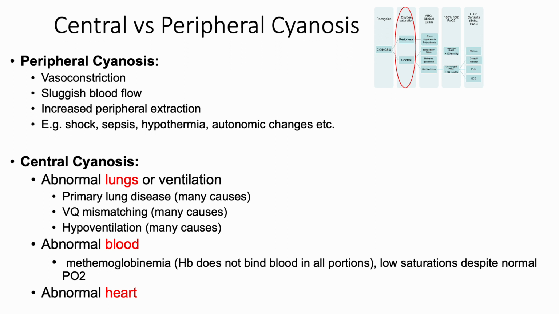When you have abnormal lungs, you could have primary lung disease, VQ mismatch, hypoventilation, and there are many reasons for each of those things as you can think about. Abnormal blood, think about methemoglobinemia, where the hemoglobin does not bind oxygen in all proportions, and so you have a low saturation despite a normal PO2. And then finally, you could have abnormal heart issues.